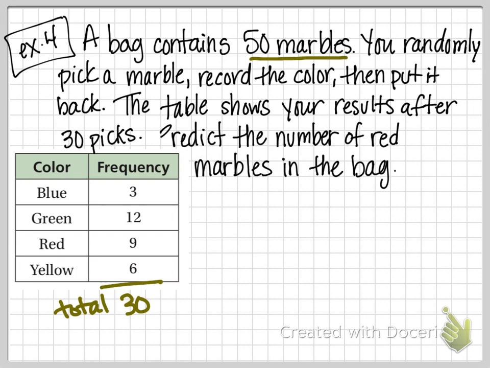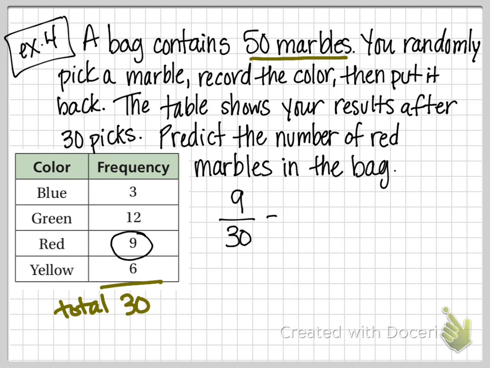Predict the number of red marbles in the bag. How can we set this up to predict the number of red marbles in the bag? This is going to be similar to what we were doing yesterday. Finn, tell me. 9 over 30. Good. So let's start with 9 over 30, because that's from our experiment. We picked 9 red marbles out of 30 total picks.